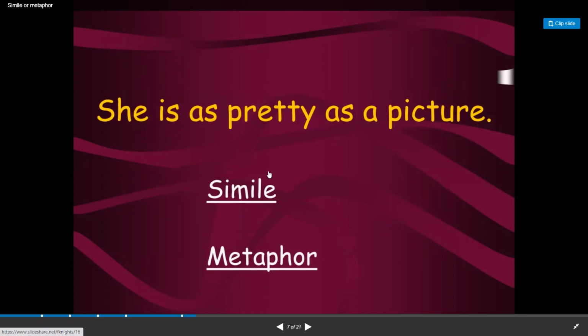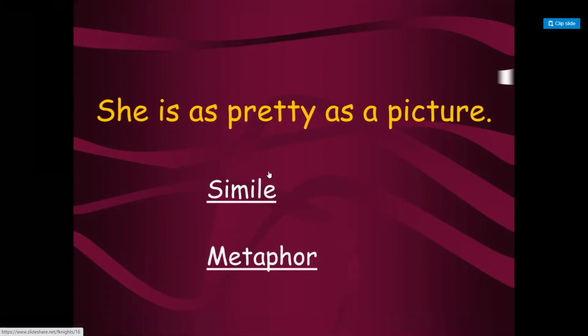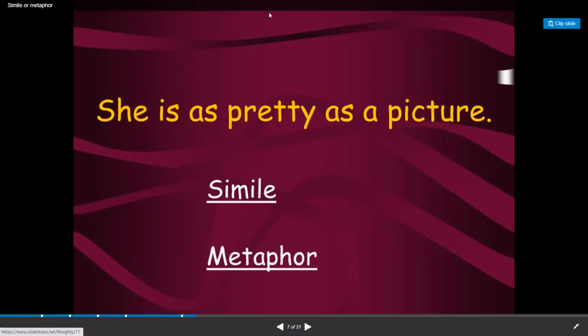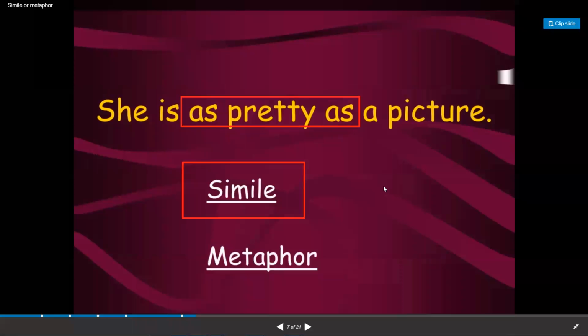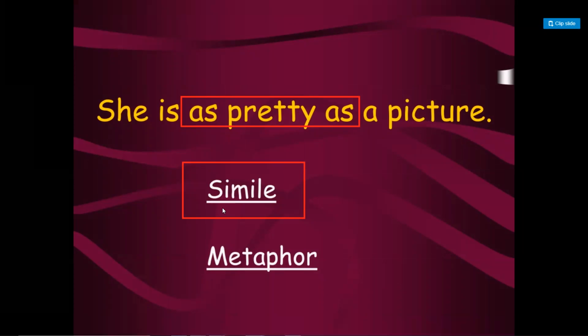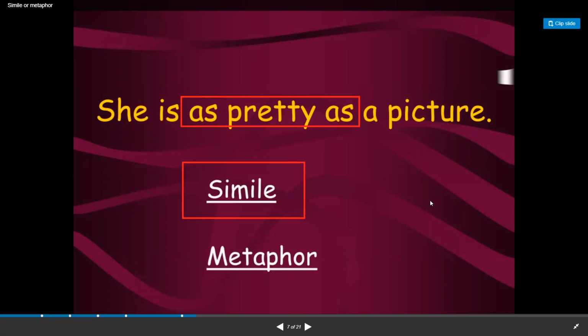She is as pretty as a picture. Here I have as, adjective, as, which makes it a simile. Maybe like a painting, a piece of art. She's as pretty as a piece of art. So it's a simile. The girl and the picture are both pretty. Okay. Next.